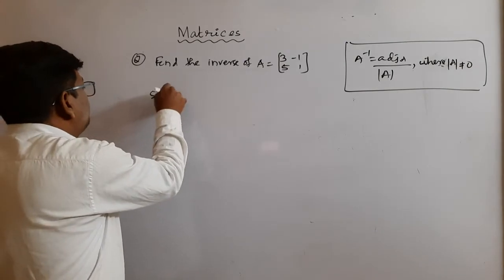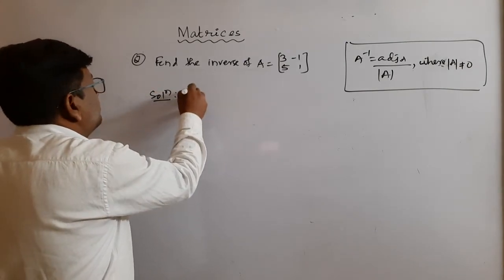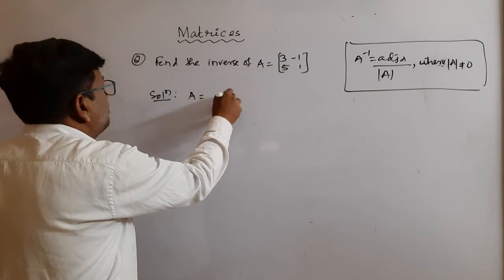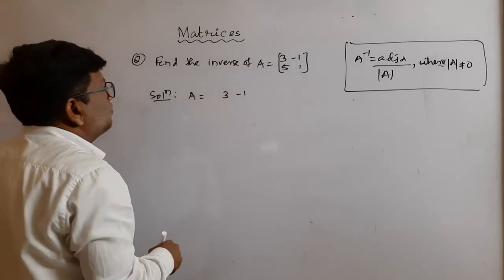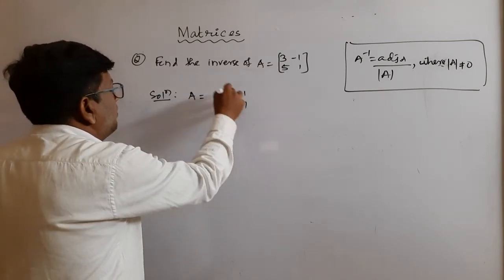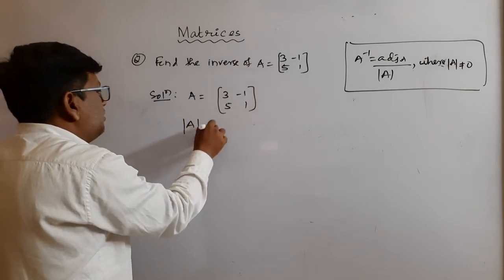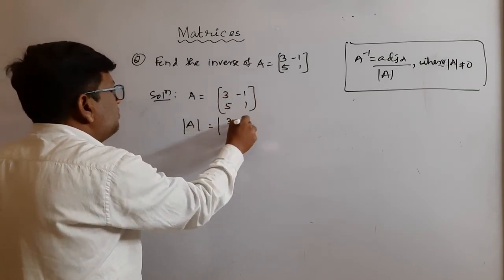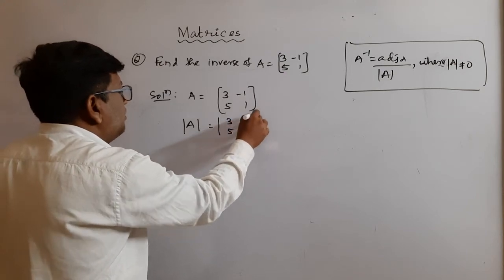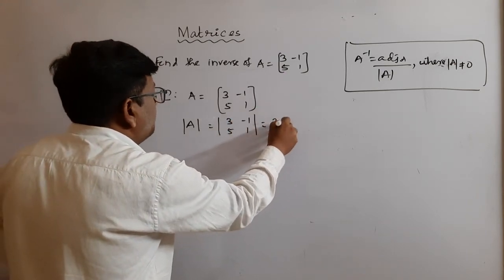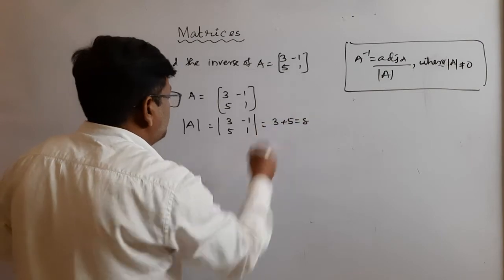Solution: A is equal to 3 minus 1 5 1. Find determinant A, that is 3 minus 1 5 1, and this is 3 plus 5, which is equal to 8.